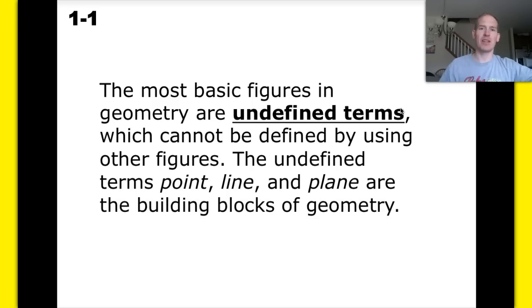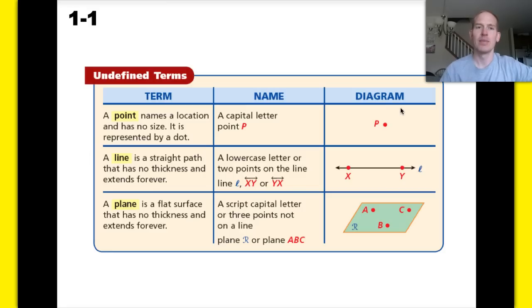The most basic figures in geometry are undefined terms, which cannot be defined by using other figures. The undefined terms point, line, and plane are the building blocks. Not too important to write down. Point: you probably want to get this down, especially how to name it and what the diagram looks like. It names a location, has no size, and is represented by a dot.